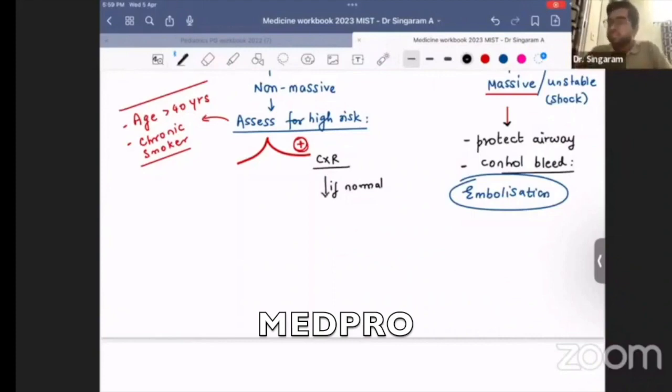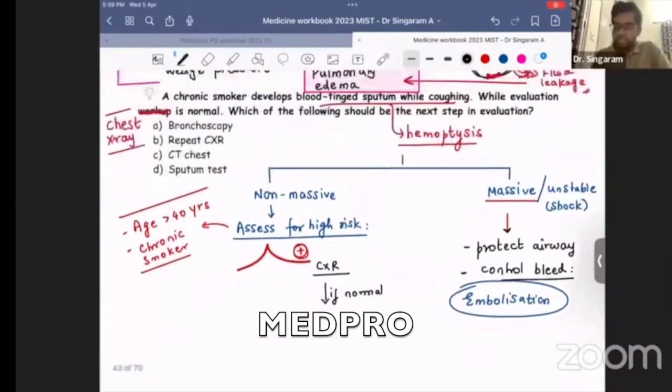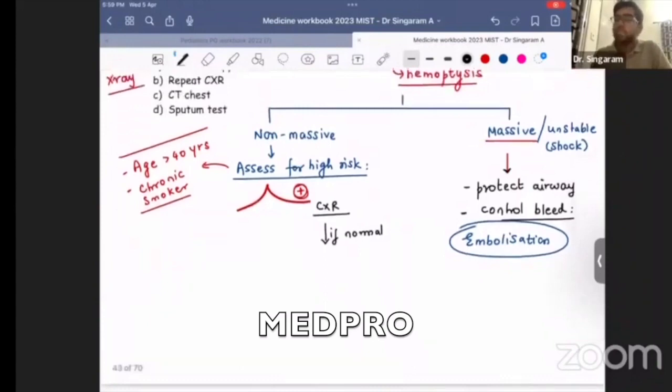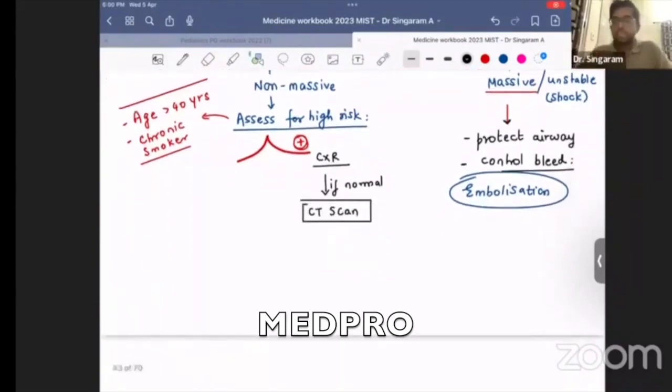If normal, what do you do next? You will do a CT scan or a bronchoscopy. You have to do a CT scan. Very simple logic: first, we have to find out which area the bleeding or the problem is occurring in. CT scan will tell you whether it's the right-sided lung or the left-sided lung which is having the problem. Then, if the CT scan is able to pick up which side is having the problem, you can go for bronchoscopy and decide further.